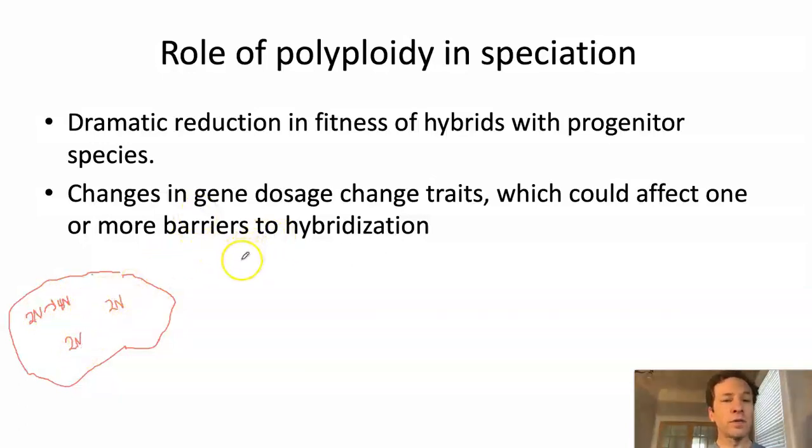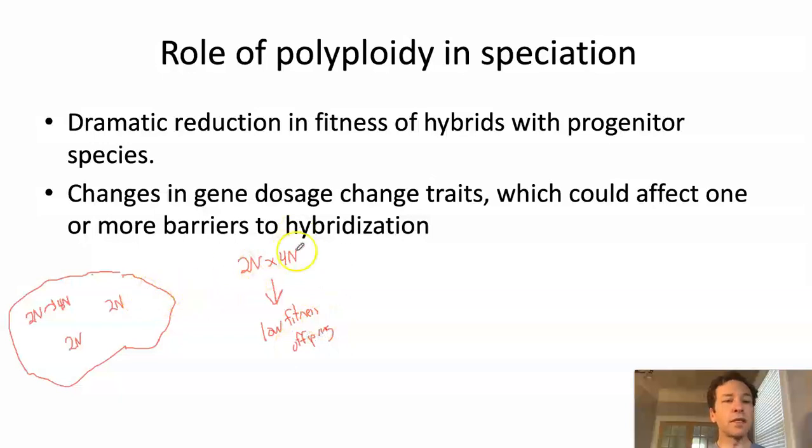An individual who's 4N, if it tries to mate with an individual who is 2N, is going to create an offspring that has low fitness, because that offspring is going to have chromosomes that don't pair correctly during meiosis, and so it will be bad at making pollen and bad at making ovules. So I'm going to say this makes a low fitness offspring.